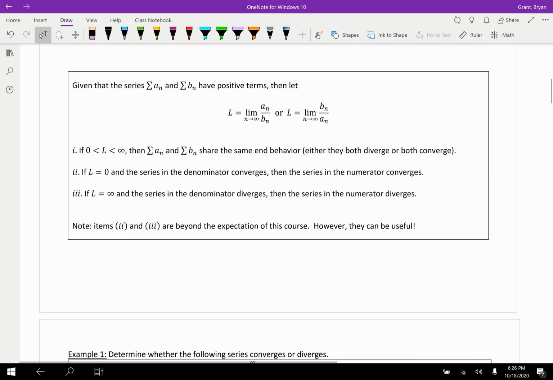So let's go ahead and try to lay this out. Given two series, and assuming that they have positive terms, let L equal the value of the limit as n goes to infinity of one function divided by the other. And notice that the order is unimportant.